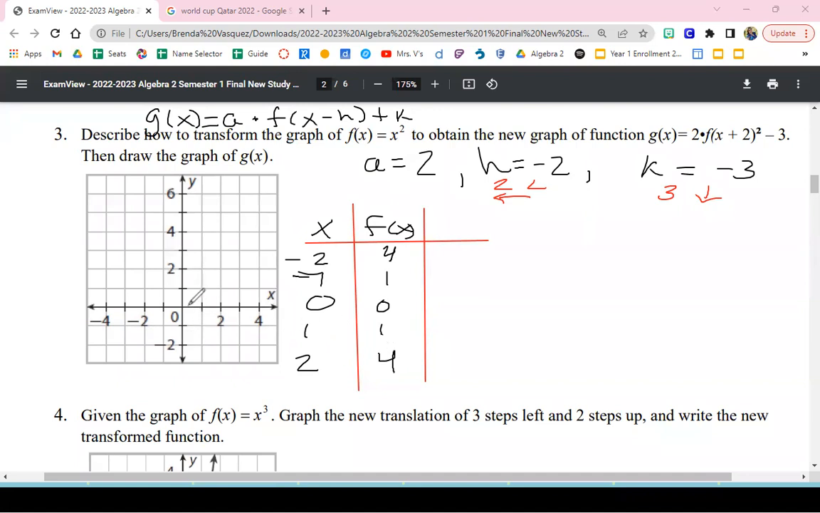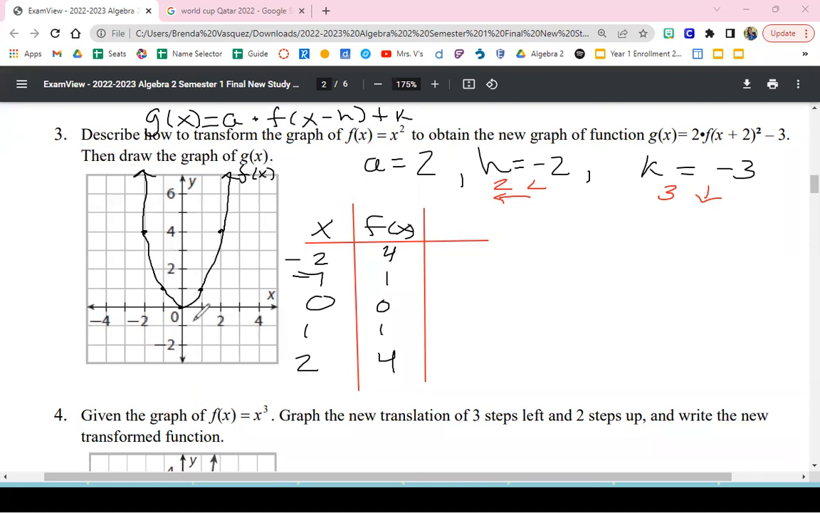Okay, let me go ahead and graph it just so you guys can see what the parent function is. Here's 0, 0, 1, 1, 2, 4. The same with -1, 1, and -2, 4. Okay, this is f of x. Just so you guys know.